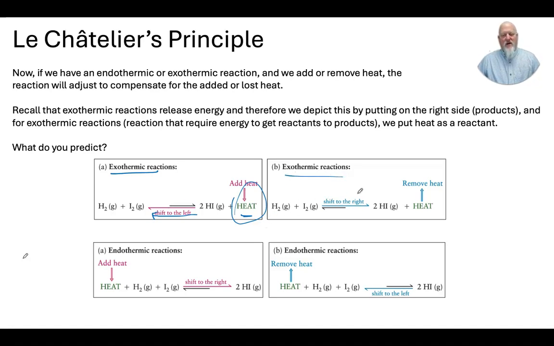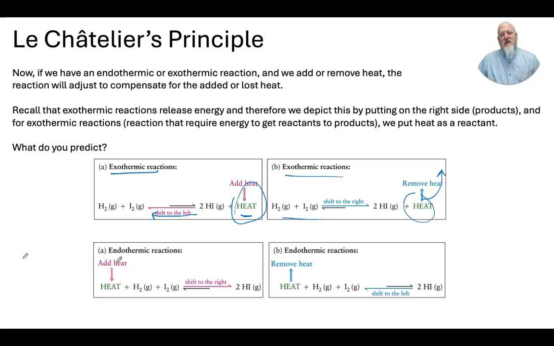If you have an exothermic reaction and you remove heat, that makes the reaction shift to the right because we removed a product, and the reactants react to make more product. Okay, that's one way that if we want to get more product in an equilibrium reaction, we can adjust the temperature or the heat that we add to it, and in this case, it gets more product formed.